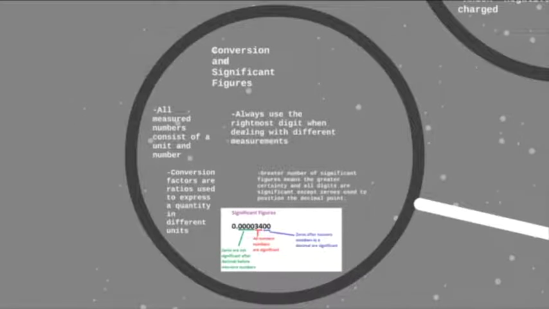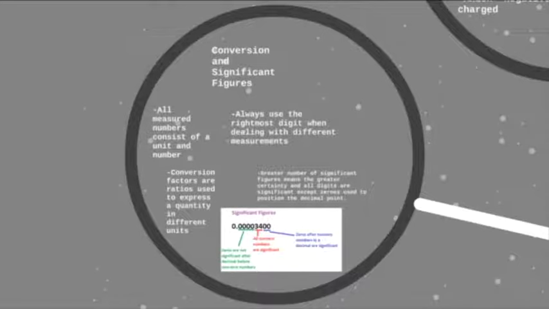All measured numbers consist of a unit and number. When we are converting quantities, such as miles to feet, we use conversion factors, which are ratios used to express a quantity in different units. We always estimate the rightmost digit when dealing with measurements.